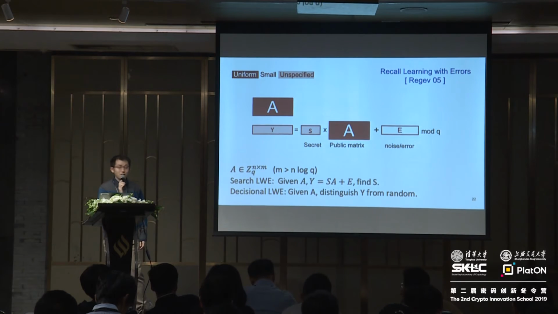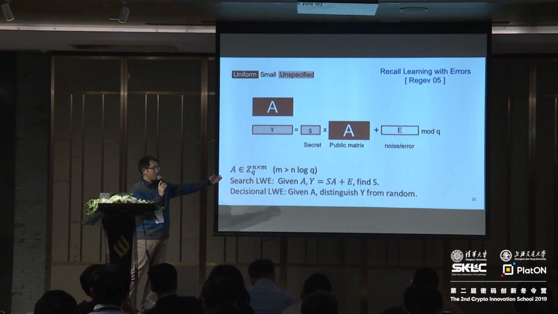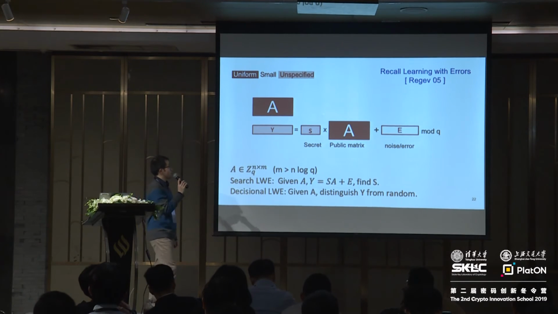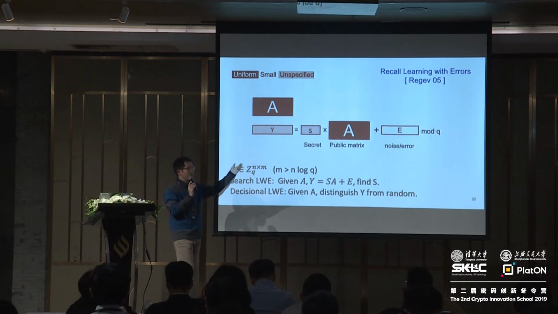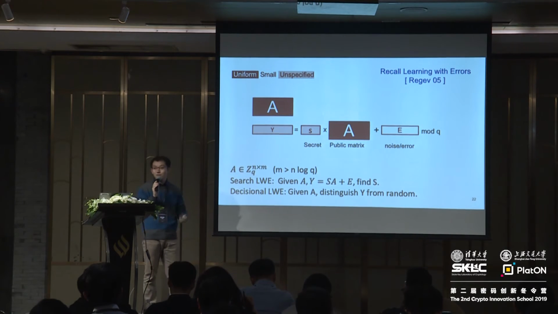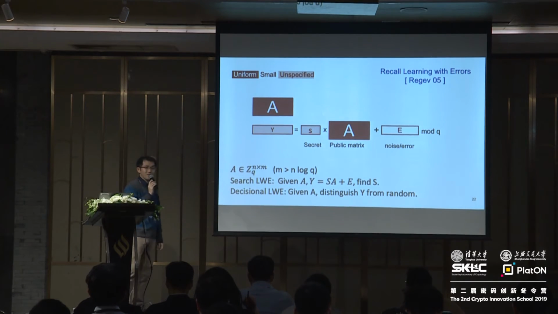So the decisional LWE says, given A, try to distinguish Y from random. At least when the width of the matrix is large enough, you can show that distinguishing this LWE sample from random is hard. It's not a trivially hard problem, because if you don't have enough samples, actually this is statistically hard, because the real and the random case are both close to random.